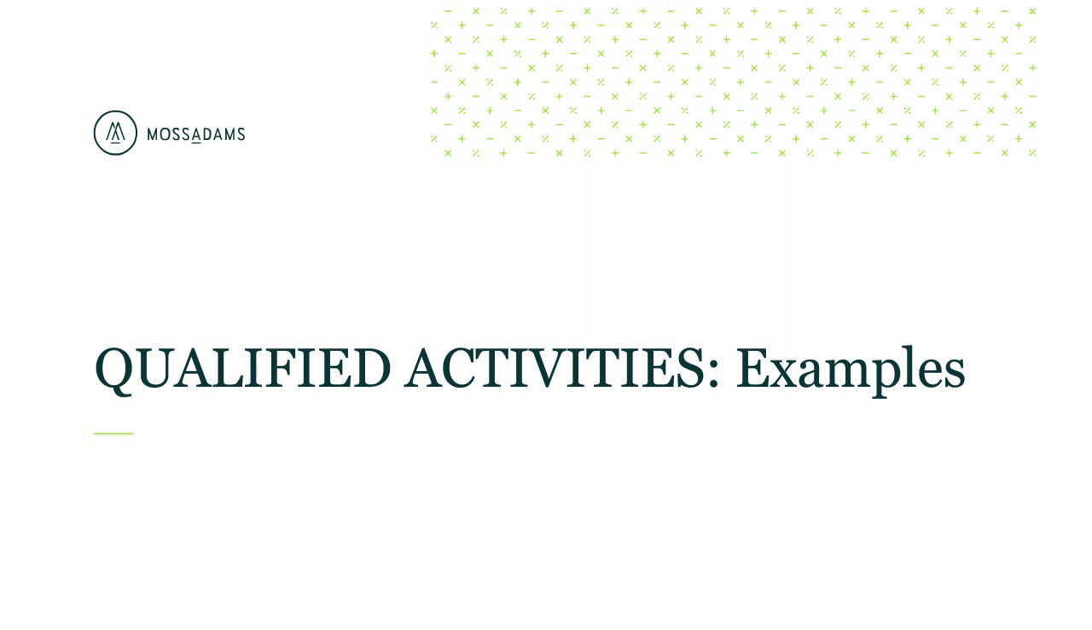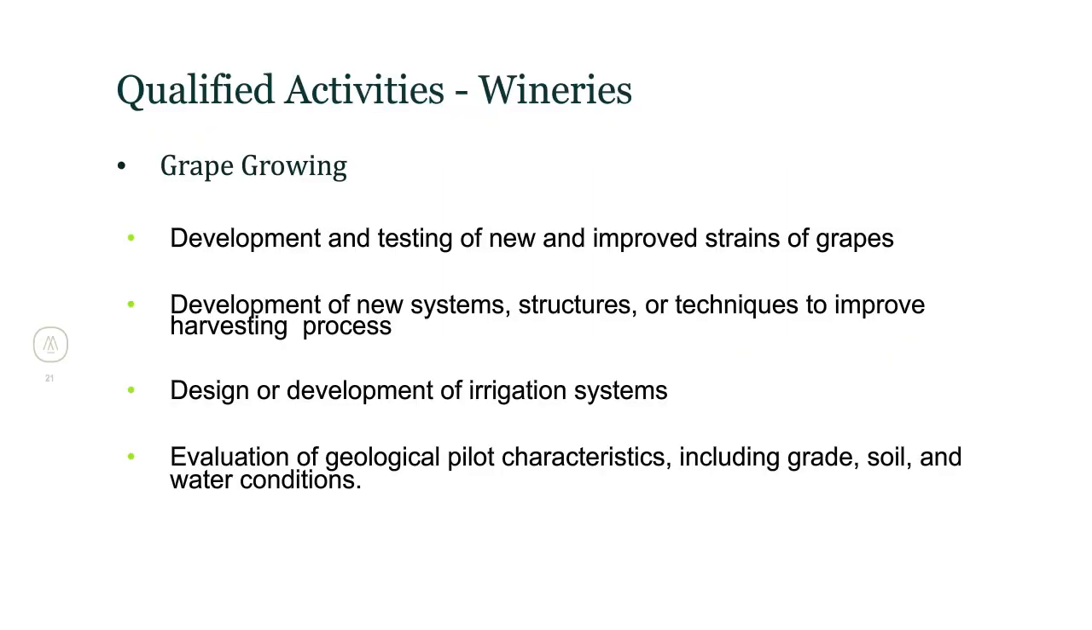So first we're going to start with wineries and a little bit of grape growing. Some of the activities that we're looking at are the development of new systems, structures, or techniques to improve the harvesting process. So if you're looking at improved storage for longevity, harvesting a crop with less damage or more automation, or you're evaluating a pilot characteristic in a new plot of land. So you want to expand the operation, maybe a new vineyard. You're going to perform some tests to make sure that that land's viable.